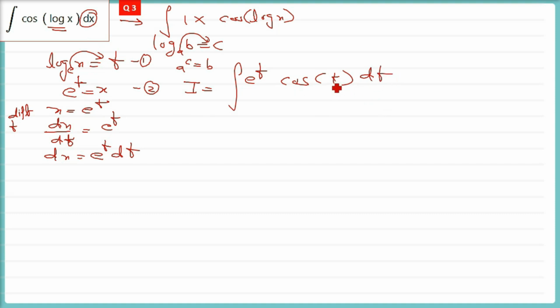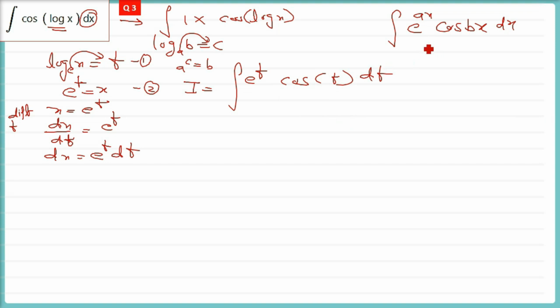Now e raised t cos t dt, we know the formula directly. That is e raised ax cos bx. If you remember, integration of e raised ax cos bx. Now most of the people will tell you that if you remember this formula, just apply it here. But I will not second it. I will recommend that you solve it in the way integration is done.